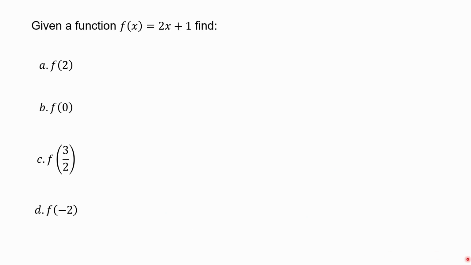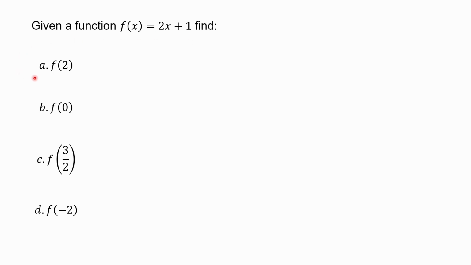Okay, now let's evaluate functions. To evaluate functions, it's very simple. We are given a function f of x is equal to 2x plus 1. f of x means that the equation has a variable of x. So we have 2x plus 1.